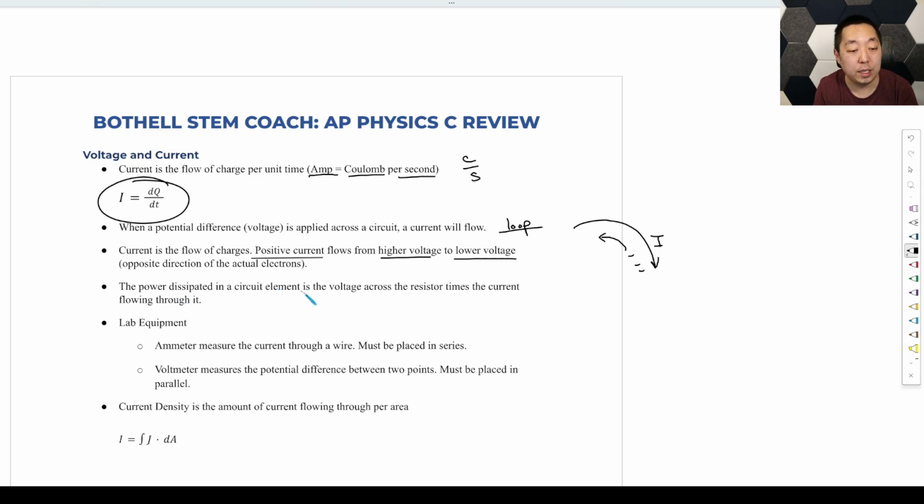Now, the power dissipated across the element, the resistor, is the voltage times the current. So we'll talk about power, power being the current times the voltage across it.